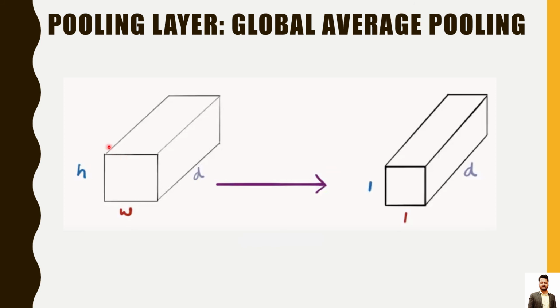Similarly, it will be done for the second depth, for the third depth, for the fourth depth, till all the D's are complete, the averages have to be written and stored as 1 cross 1 cross D. So this is global average pooling. You are globally, for the full image, calculating the average and putting it as a singular value.